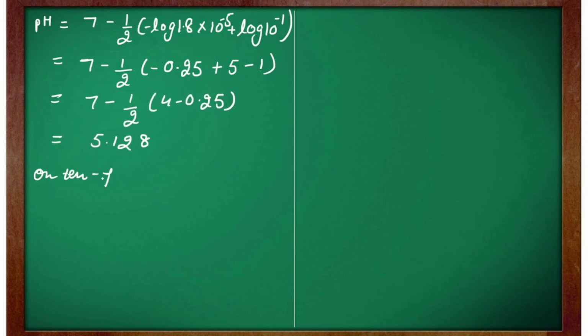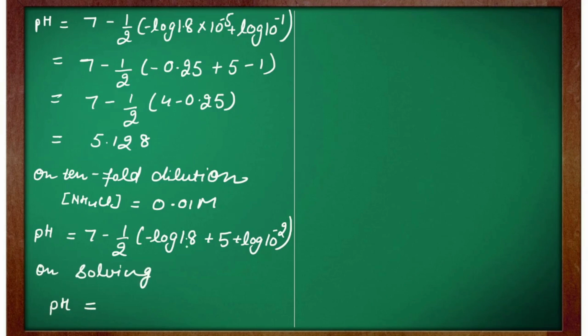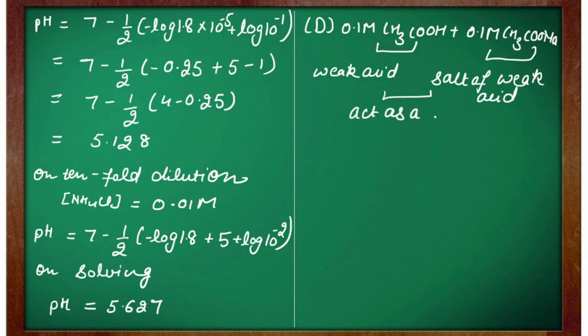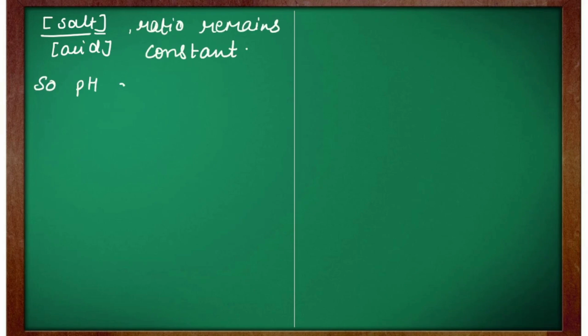After 10-fold dilution, concentration of salt is 0.01 molar. Dissociation constant always remains the same, so pH after dilution is equal to 5.627. Change in pH is 5.128 to 5.627. Part D, given is the concentration of acetic acid and sodium acetate. As we know, the solution contains a weak acid and a salt of the weak acid, which acts as a buffer. The pH and dissociation constant also don't change on dilution. So after dilution pH is 4.75; there is no change in pH of a buffer solution.